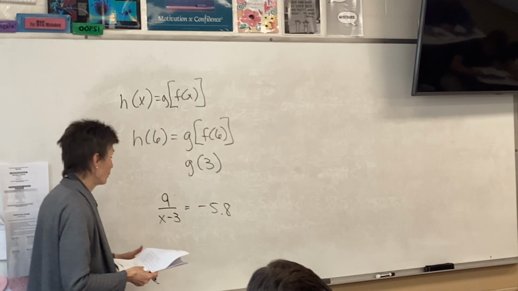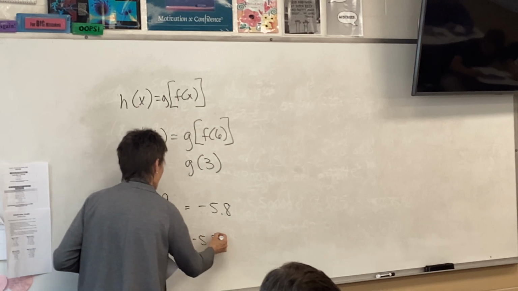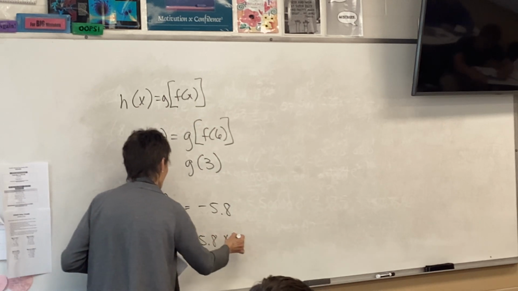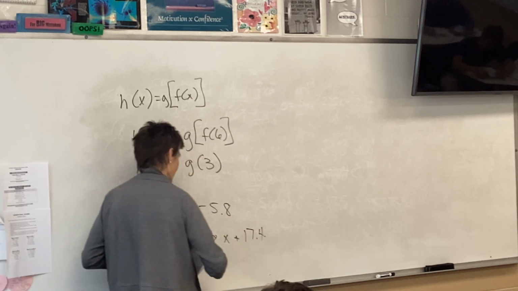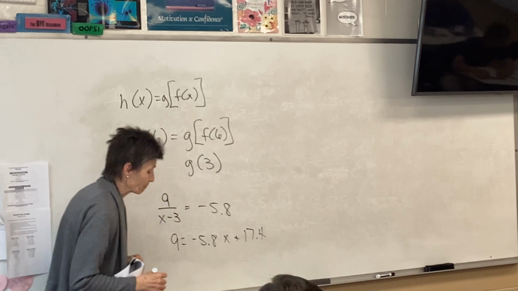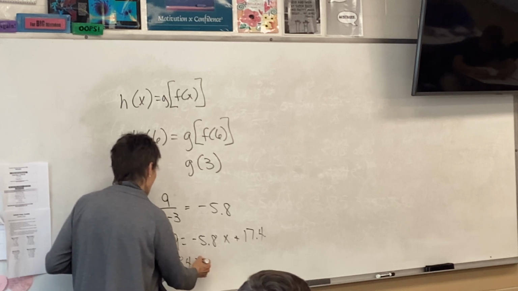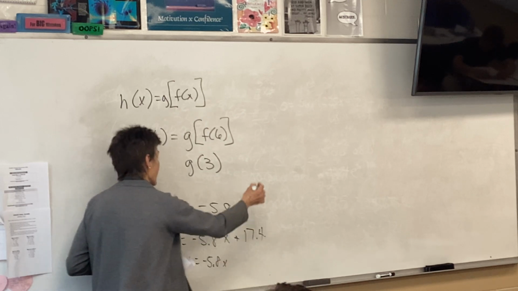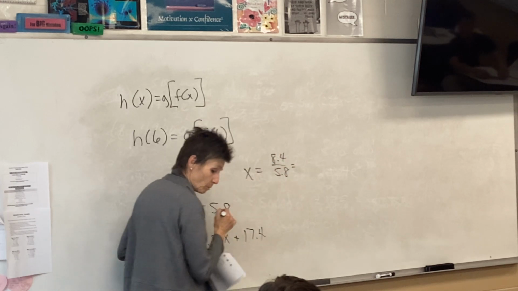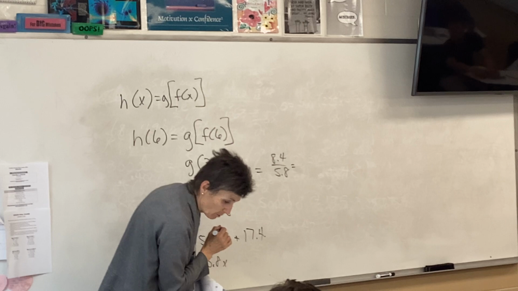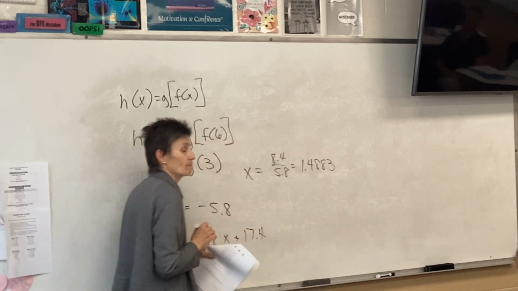Okay, this is a little algebra 1. We can do this. So 9 equals negative 5.8x plus 17.4 maybe, is that right? Yeah. And then I'll subtract that over, so negative 8.4 equals negative 5.8x. I am getting 8.4 over 5.8, which when I type that into my calculator was 1.4483. How does that sound to you guys?